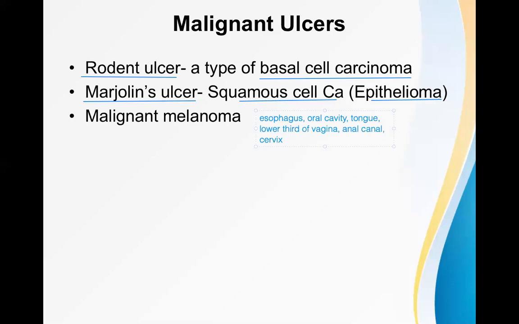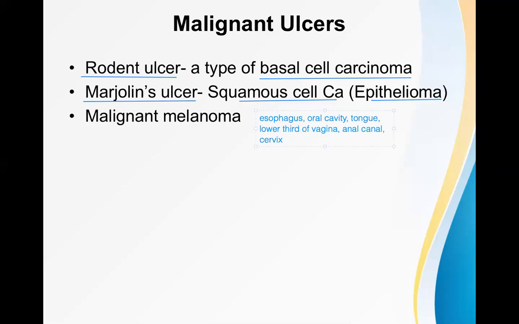But Marzolin's ulcer is not the term we use if an ulcer forms in those sites. This is only used for cutaneous or skin squamous cell carcinoma. So please don't confuse. That's why I'm mentioning these things here. And one important point: if a person is a heavy smoker for a long time and a relatively older patient, that person can develop bronchogenic carcinoma, which may be squamous cell type again. But remember, squamous epithelium is not naturally present in the bronchi. It is actually a process of metaplasia. The pseudo-stratified columnar epithelium will turn into squamous epithelium because of the prolonged effect of smoking. So this is an example of metaplasia.